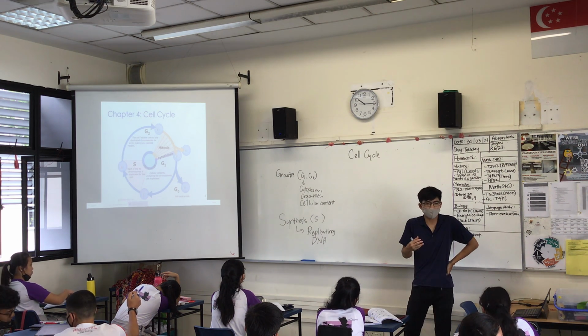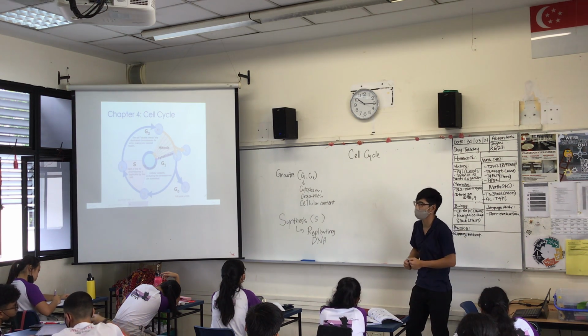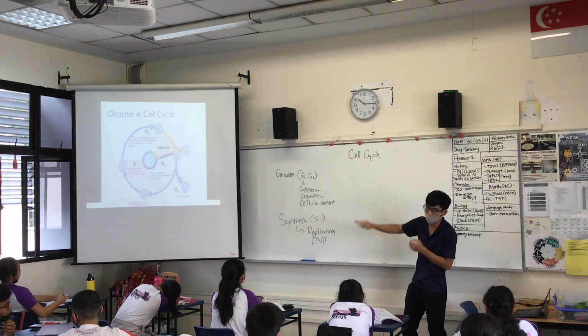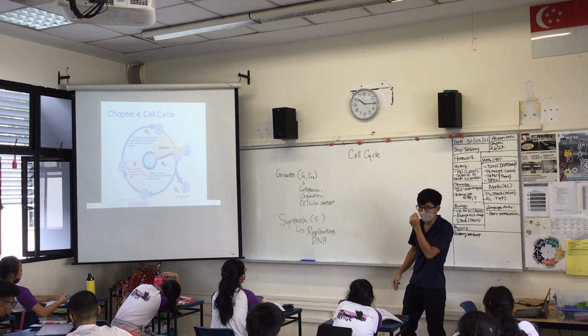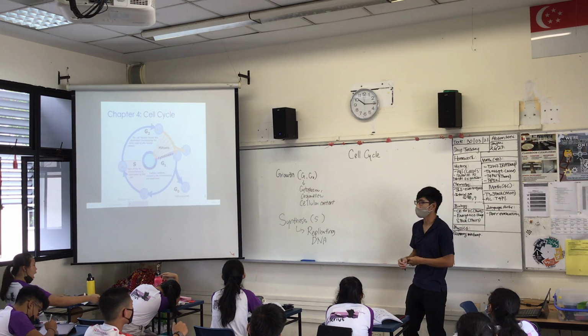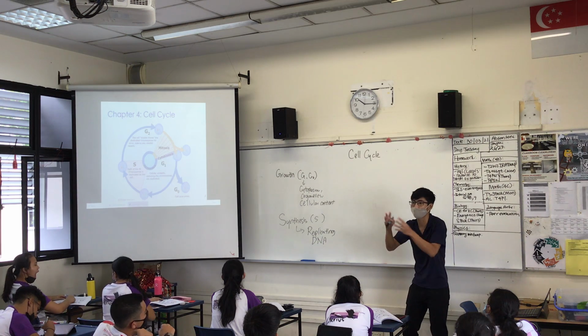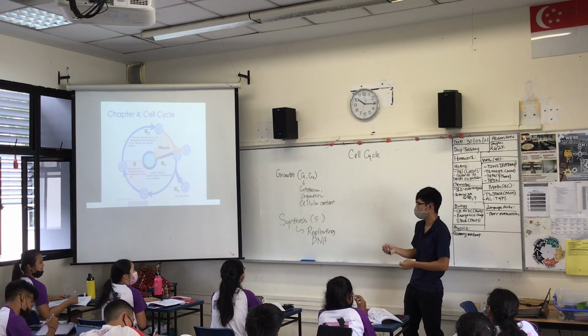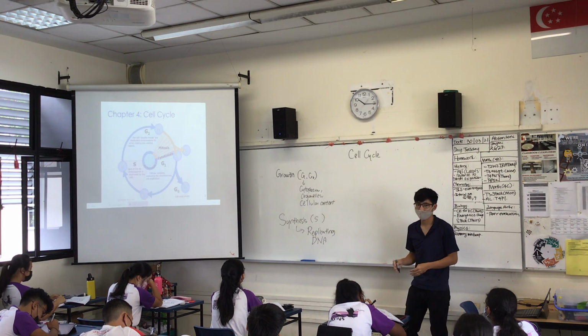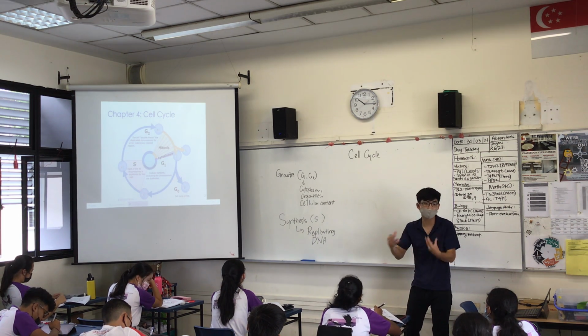And all this is in preparation for a special part of the cell cycle. If you look at the cell cycle, you see there's a phase called mitosis. During mitosis, something special happens. The cell begins and prepares to divide. Mitosis and cytokinesis together is the process where the cell divides into two.